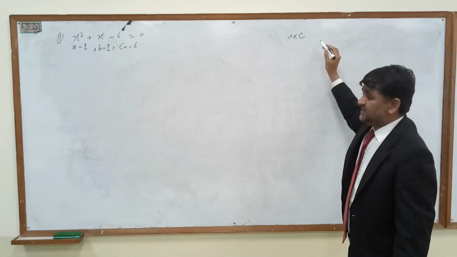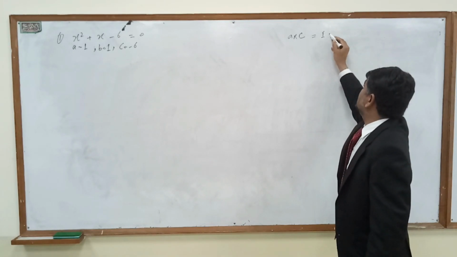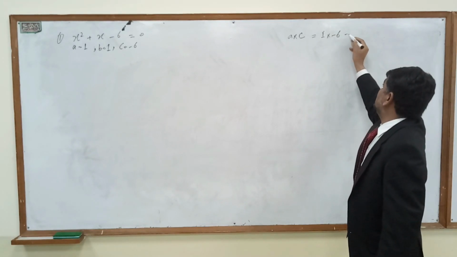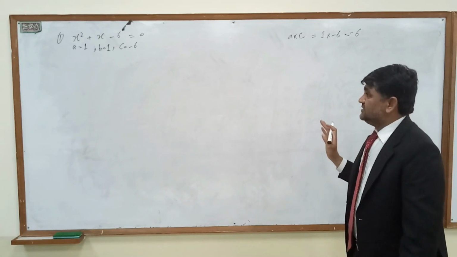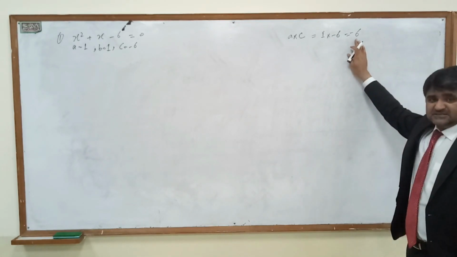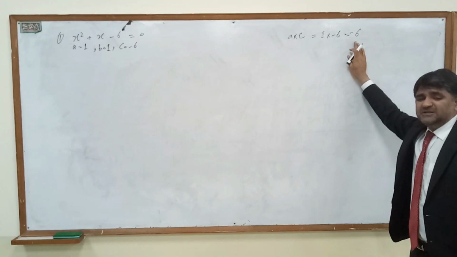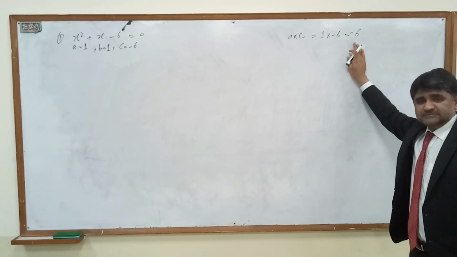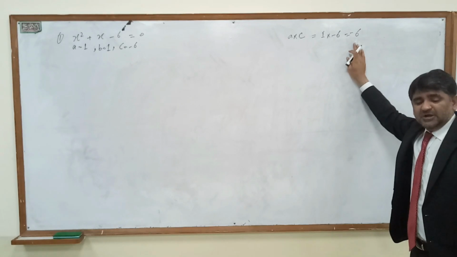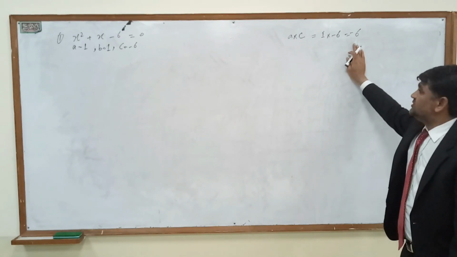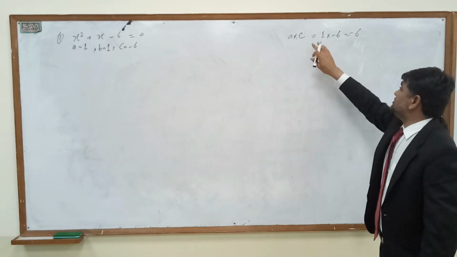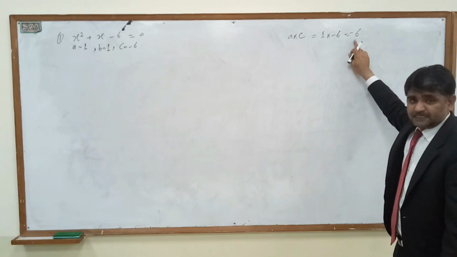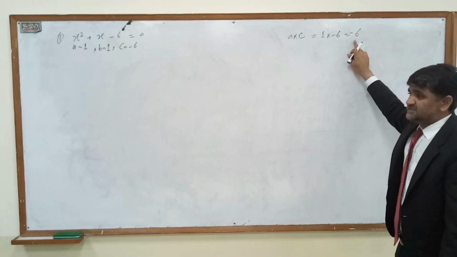First approach is a multiplied by c. What is value of a? 1. c is minus 6. Answer is minus 6. Then keep in mind minus 6. We have to multiply any two values which equate to minus 6.